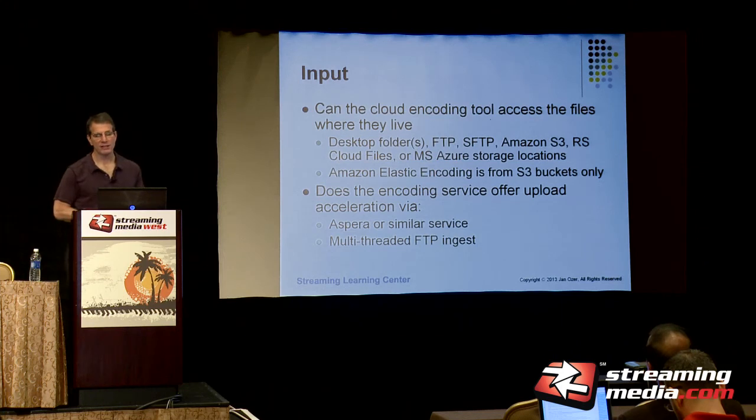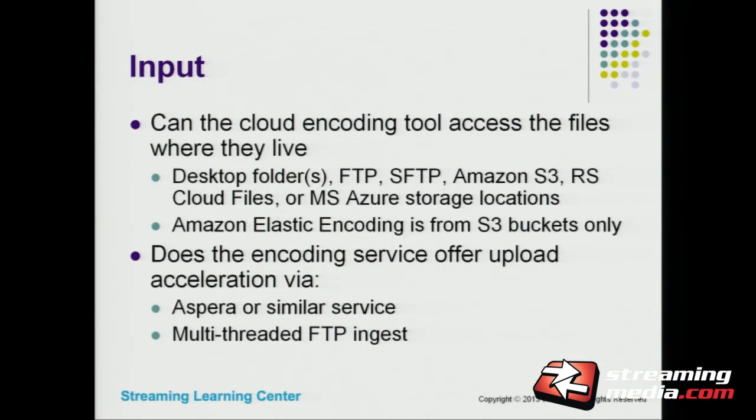can the cloud encoder access the files where they live? What's the flexibility regarding retrieving the files for encoding? Significantly, Amazon, their elastic encoding service, can only encode files from S3 buckets. So if you don't use S3, you're kind of out of luck from an Amazon perspective. And then on the input side also, does the encoding service offer upload acceleration via Aspera and other technologies and techniques?